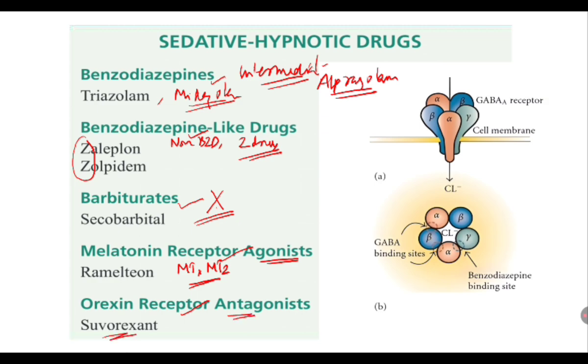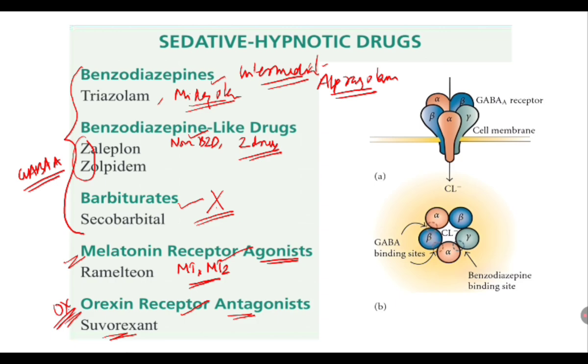Now coming to the mechanism of action of the sedative hypnotic drugs: benzodiazepines, non-benzodiazepine drugs and barbiturates act at a specific receptor, as mentioned in the question, the GABA A receptor, whereas melatonin agonists act at the MT1 and MT2 receptors, and orexin antagonists act at the OX receptors, the orexin receptors.